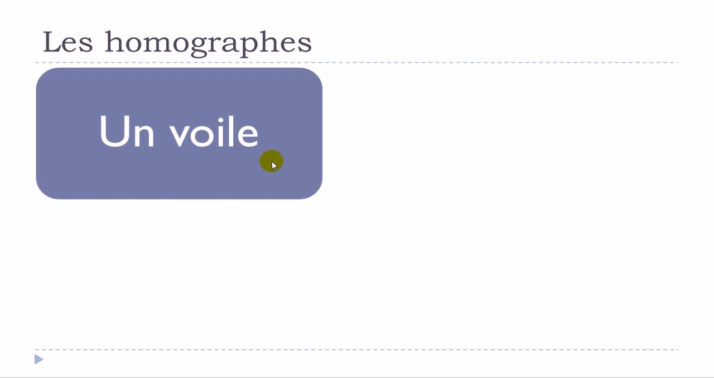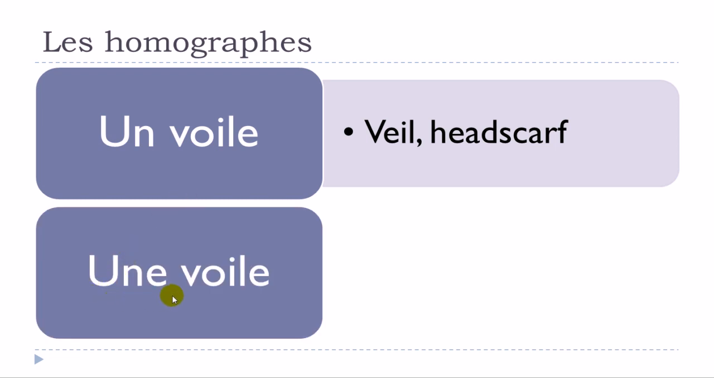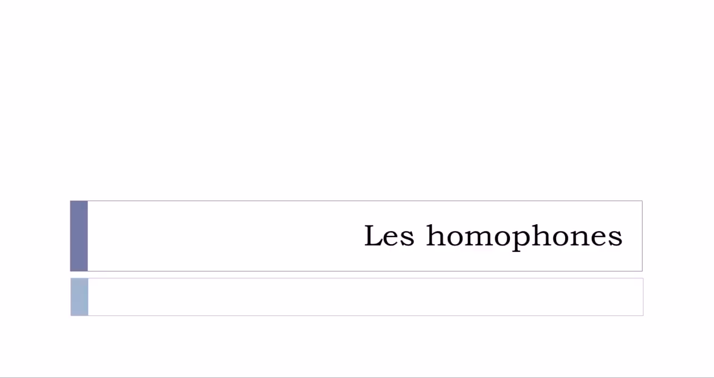Un voile, une voile. And here with the sail, we're talking about the part of the sailing boat. Is homophone, so it's actually quite interesting in that lesson. So we'll talk about words that you will write differently, but then phonetically you will pronounce them the same way, and of course they will have different meanings.